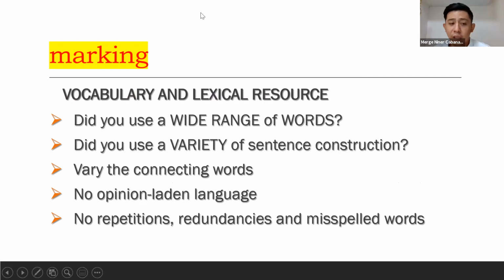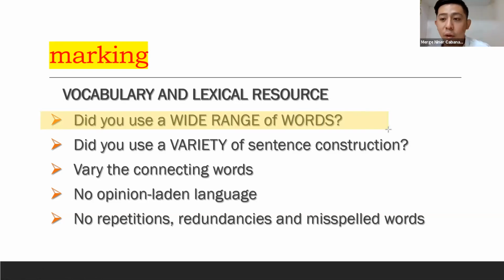So when it comes to vocabulary and lexical resource, these are the things that we need to understand. Did you use a wide range of words? So if this bullet point asks you the question whether or not you use a wide range of words, then it can only mean one thing. You have to avoid repetition of common words as much as possible. So repetition leads to deductions of your vocabulary lexical resource score, and so does redundancy.